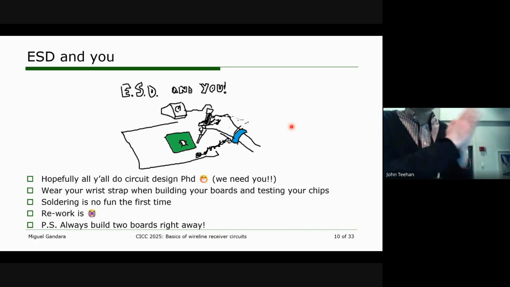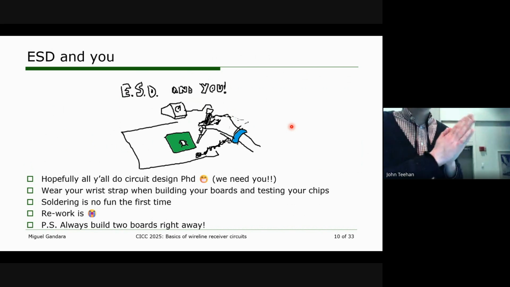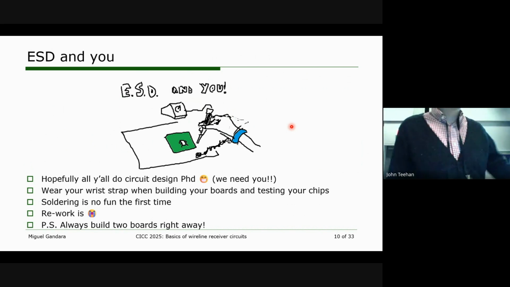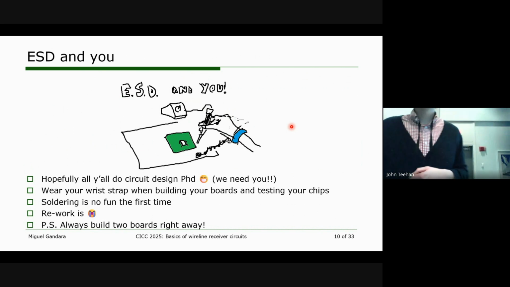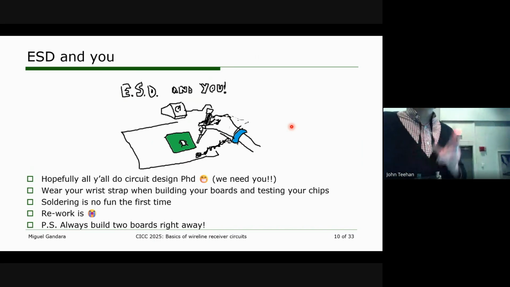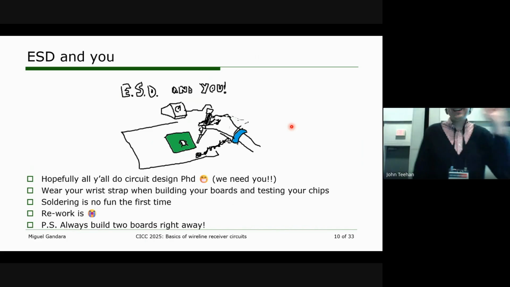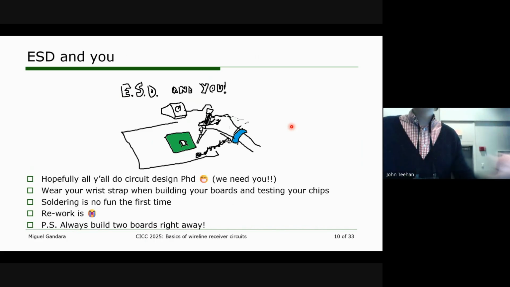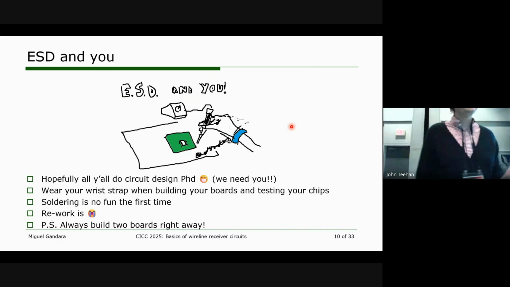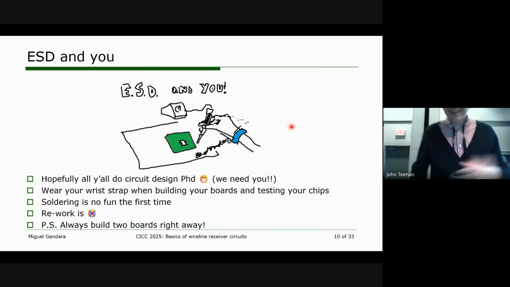Soldering, trust me, I spent a lot of time soldering boards in the lab. It's not fun the first time when you do it. It's definitely not fun if you have to solder again because you blew up a chip because you weren't wearing your wrist strap, okay? One other tip I'll give along these lines: when you're building your boards, make sure to always build 2 boards right away. Because you're going to test that first board, you're going to find some issue, and you're not going to be sure whether the problem is your chip or the board. If you have 2 boards, at least it gives you a sample size of 2, so you can try to debug a little bit better. So that's just a little tip for y'all if you decide to go into circuit design.